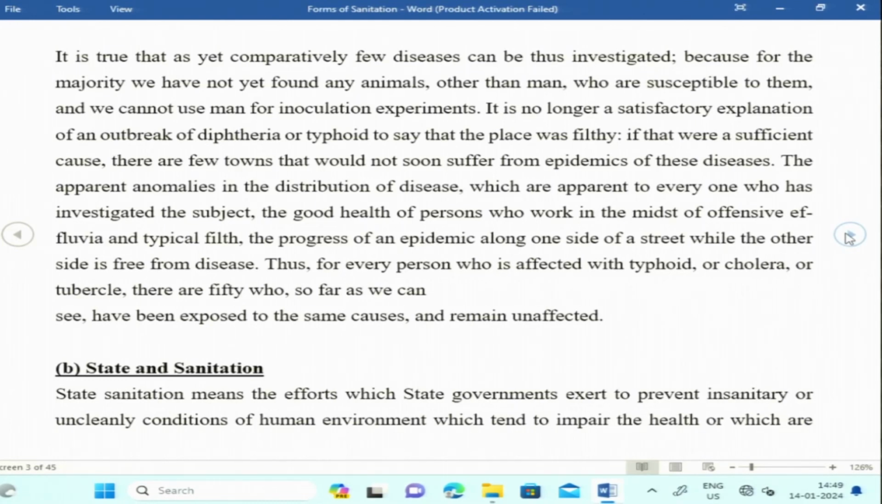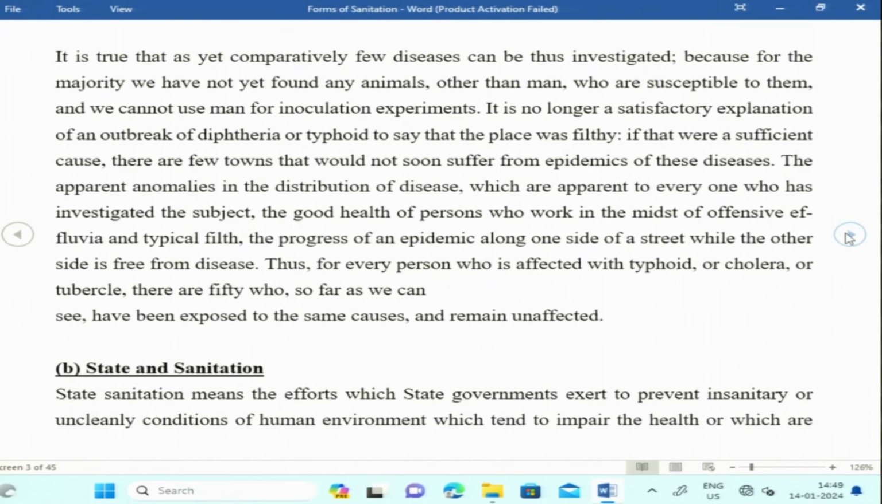Either it is the question of addressing certain diseases like typhoid, cholera or tuberculosis, or we have certain other issues which have some societal bearing, and we have to keep that in mind. So, definitely one form of understanding is science and sanitation. Another, of course, is the role of the state.